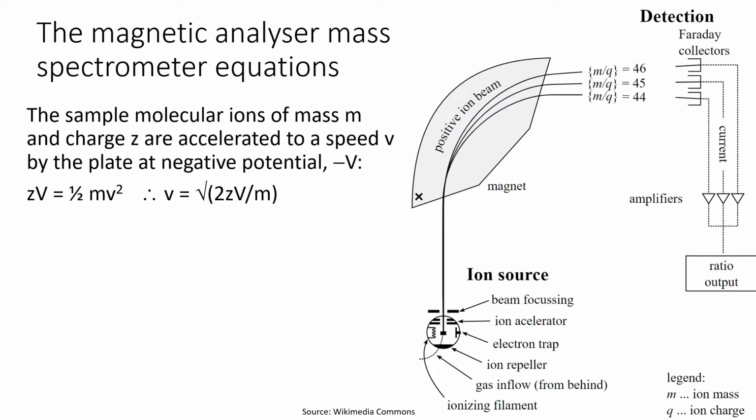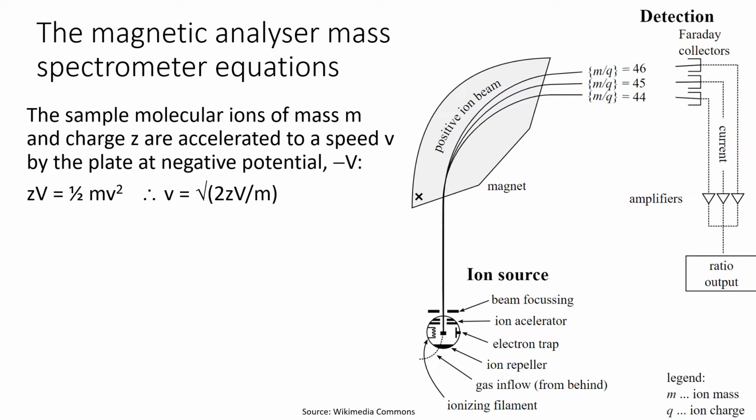Now, looking at it in a bit more detail, we can actually write some equations to represent what's going on in the spectrometer. So we'll have a mass M for our molecular ions. They'll have an electric charge Z following the ionization, and they're going to be accelerated to a speed v by the negative potential, minus V.